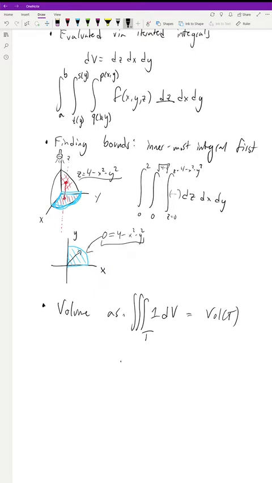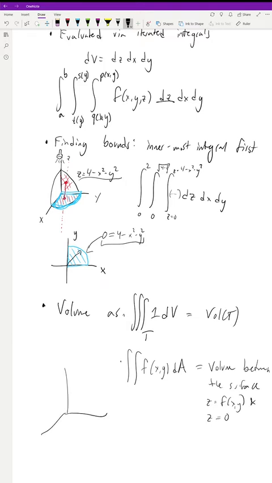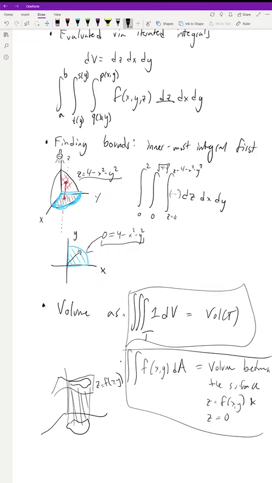Or if you want, you can do the double integral of a function f of xy dA, and this will give you the volume between the surface z equals f of xy and z equals 0. So if our region that we're interested in taking the volume of is something that's living between some surface z equals f of xy and the plane, say this region, for example, then you can either calculate that region as this double integral or as this triple integral, and you'll get the same answer in either case.